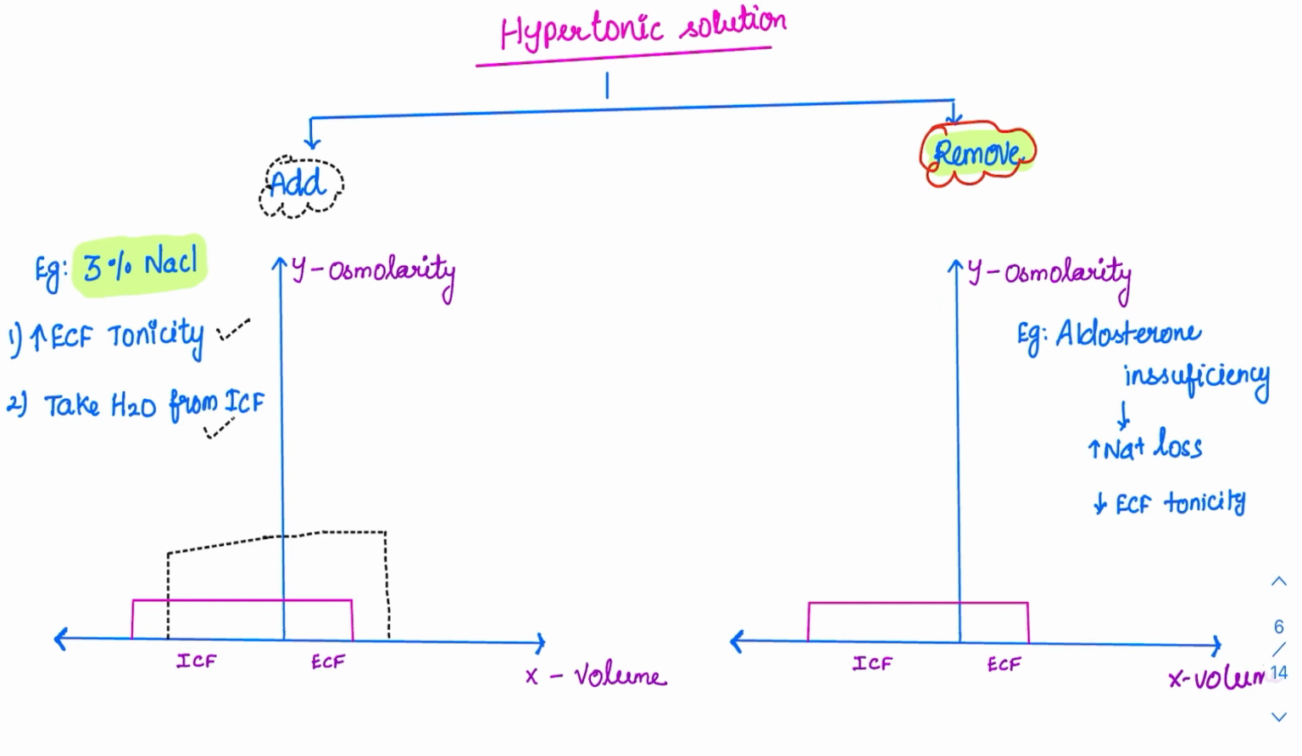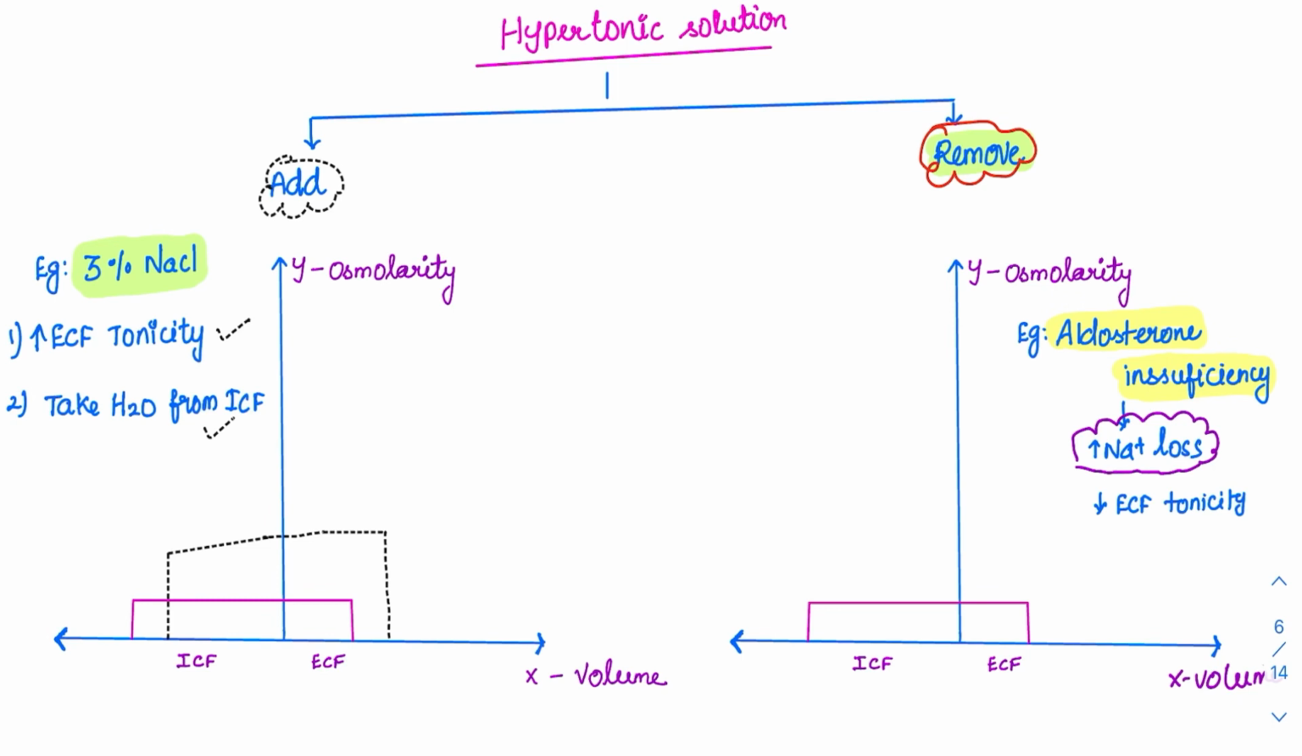There is an example called aldosterone insufficiency. What does aldosterone do? It takes up the sodium. If the aldosterone is insufficient, what will happen? There will be increased loss of sodium. Whenever there is increased loss of sodium, what will happen to the tonicity? First, we'll talk about tonicity. The tonicity is going to come down. So if the tonicity is going to come down, it becomes hypotonic.